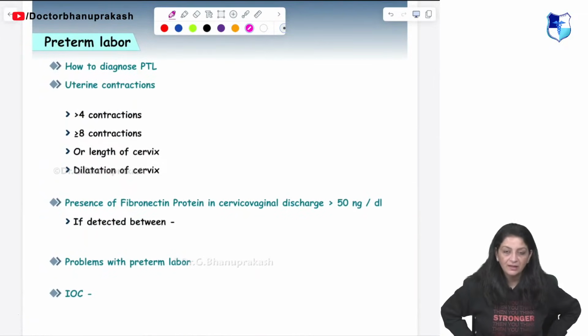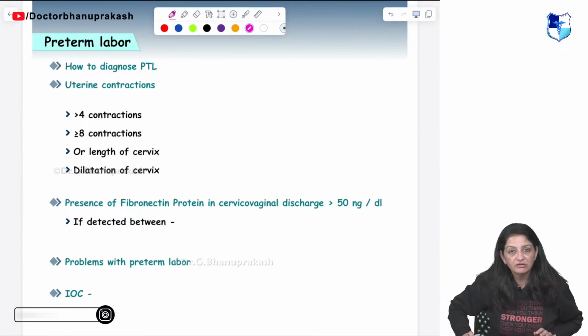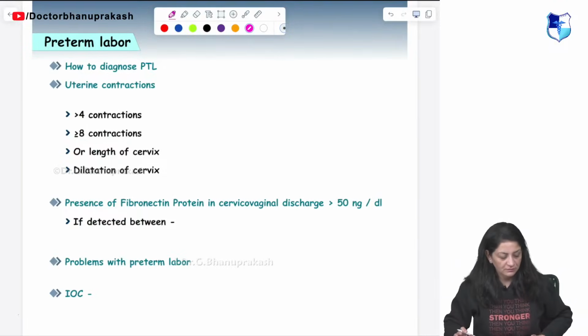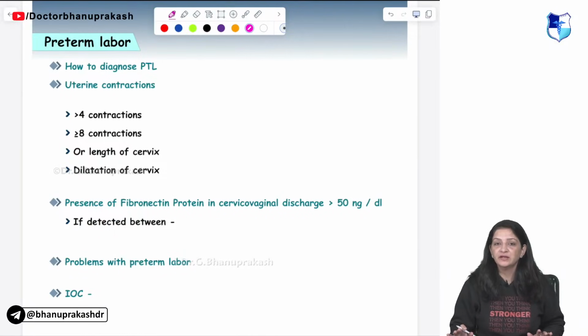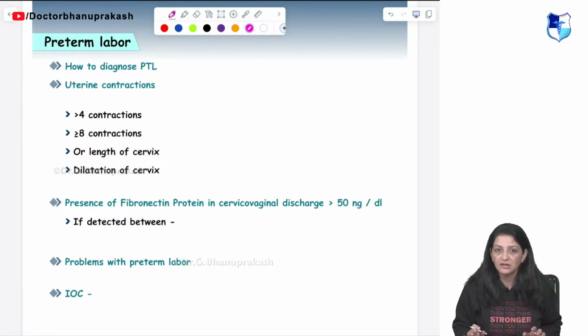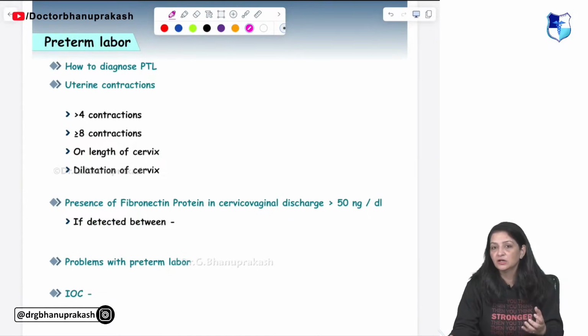Okay, now the next topic is preterm labor. Preterm labor means if labor starts before 37 weeks of pregnancy. This is called preterm labor. So what are the causes of preterm labor? Infections, most common cause. There could be uterine anomalies, uterine overdistension, placental anomalies, maternofetal distress, antepartum hemorrhage, polyhydramnios.